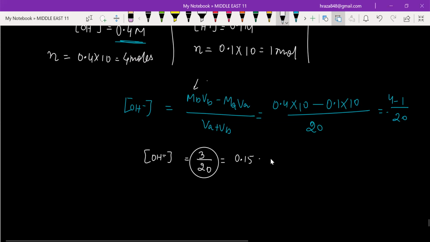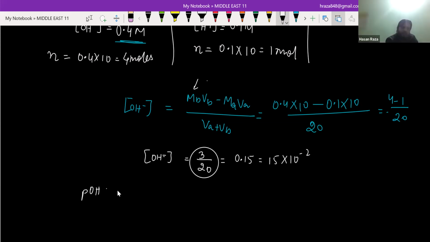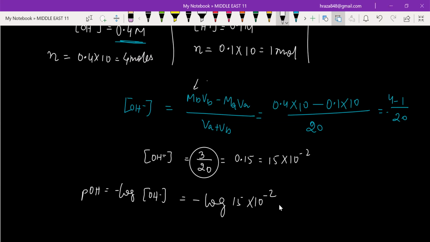You have to take the molarity of OH minus. Okay, sir. So here we can write 15 into 10 raised to the power minus 2. And now pOH is equal to minus log of OH minus, that is minus log of 15 into 10 raised to the power minus 2, right? Everyone okay with this? Yes, sir. You can easily solve it. We have done it in the previous question. It will come out as 0.84.